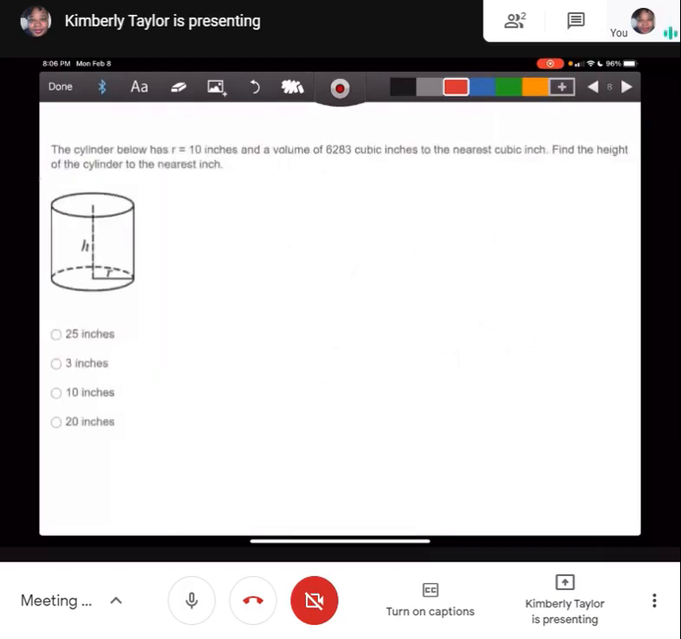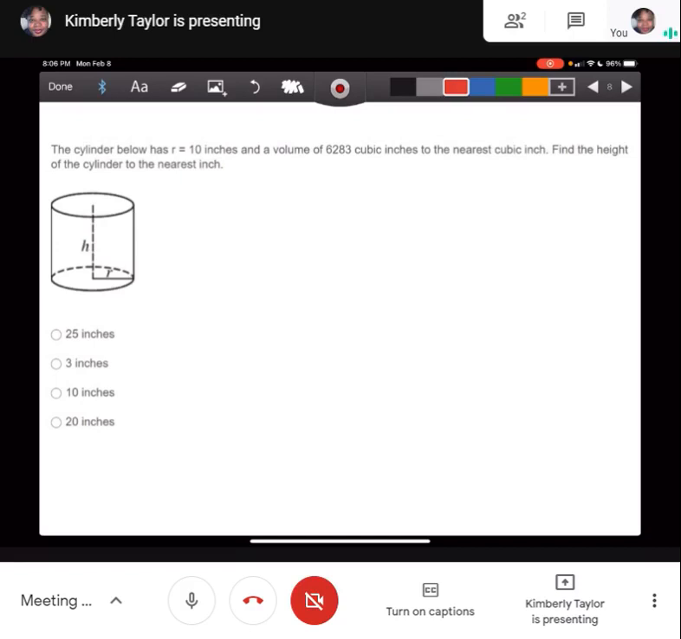Believe it or not, we're almost done for the night. Just want to do a couple of problems to introduce some more GED sample problems to anyone who's interested in taking that exam. So let's read this one. It says the cylinder below has R equals 10 inches, and R stands for radius, and a volume of 6,283 cubic inches to the nearest cubic inch.